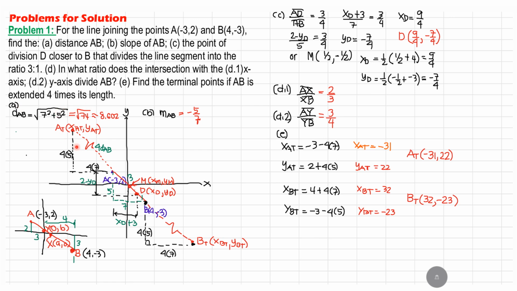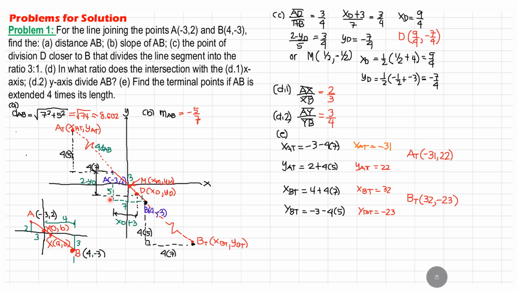So for part A, we plot point A at (-3, 2). That's the position of point A. Then B at (4, -3). Then we draw this imaginary right triangle. To make this distance positive, it should be right x minus left x. So x of B, 4, minus x of A, negative 3. 4 minus negative 3 is positive 7.